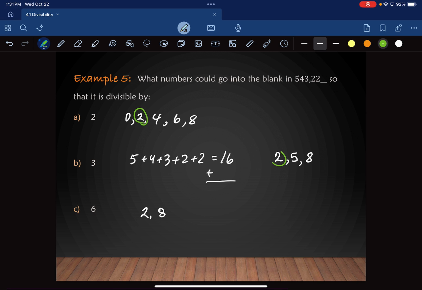2 is in both lists, and 8 is in both lists. So if I put a 2 in there, it will be divisible by 2 and 3, therefore divisible by 6. If I put an 8 in there, it will be divisible by 2 and 3, therefore divisible by 6.